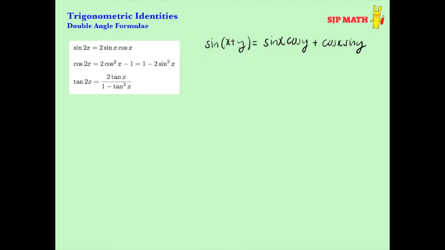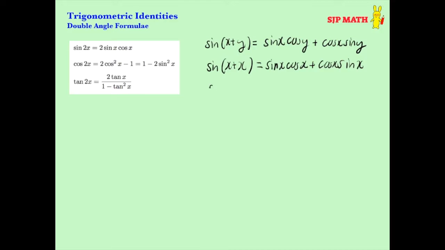And let's say that x and y are equal to each other. They're the same angle, so we can just put y as x as well. So this will be sine of x times cosine of x plus cosine of x times sine of x.